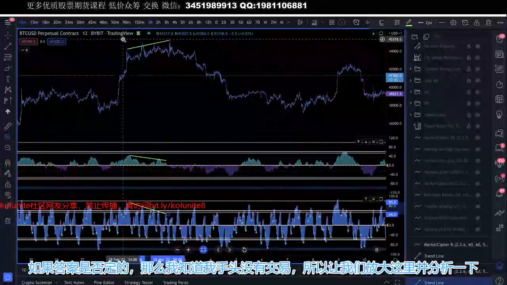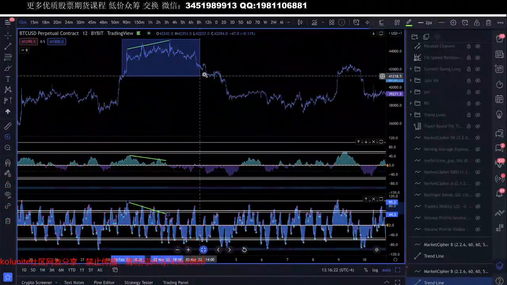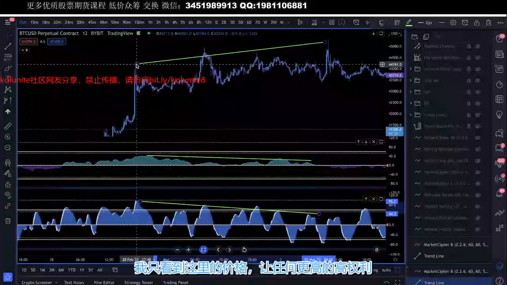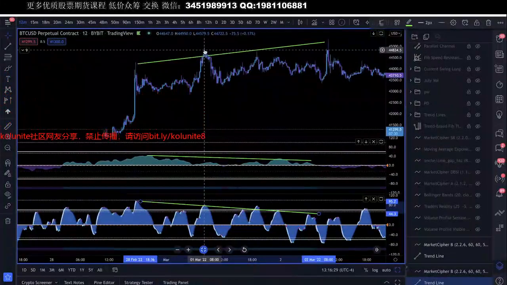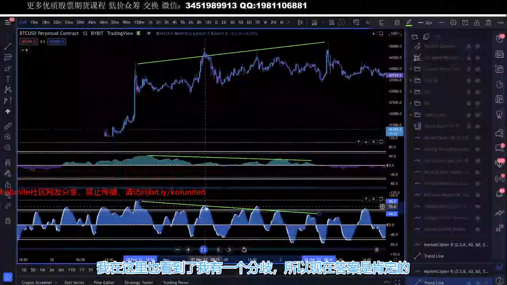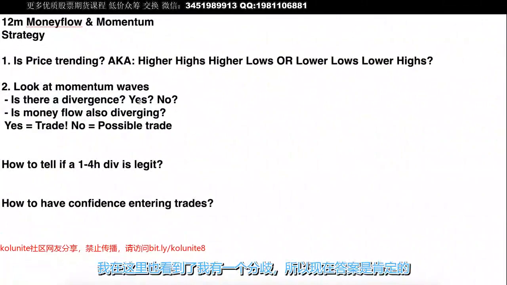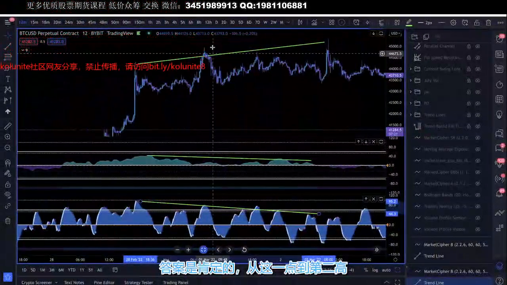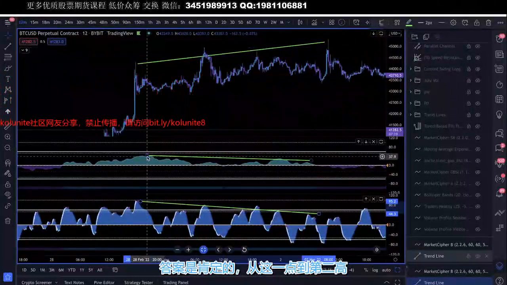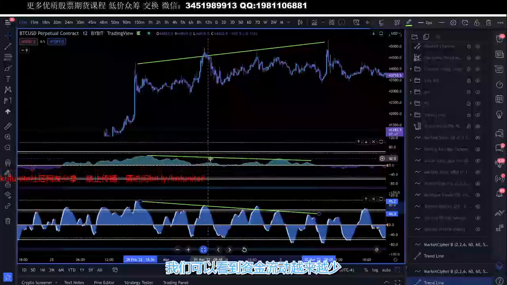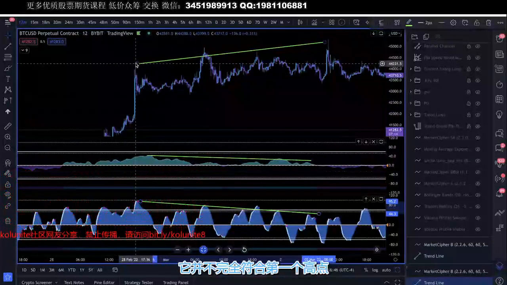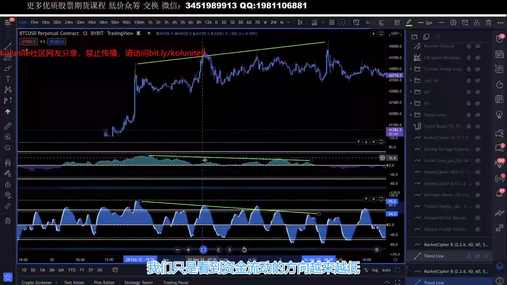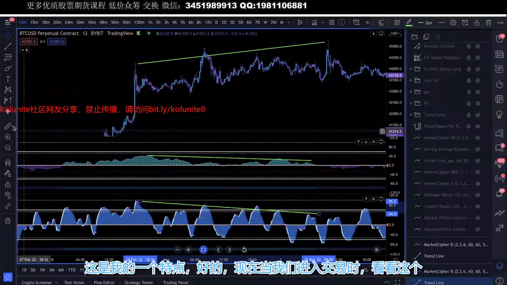So let's zoom in here and analyze this in a very clear and concise way. I just see right here price is making a higher high, right? And I also see here that I have a divergence. So now the answer is yes, there's a divergence. Is money flow also diverging? The answer is yes, right? From this point here to that second high, we can see that money flow is getting lower. It doesn't line up exactly with this first high. That's okay. We're just seeing the direction of money flow over time is drastically getting lower. That is a trade for me, okay?